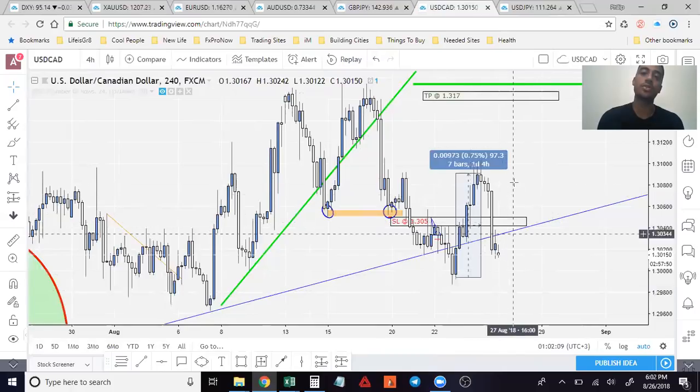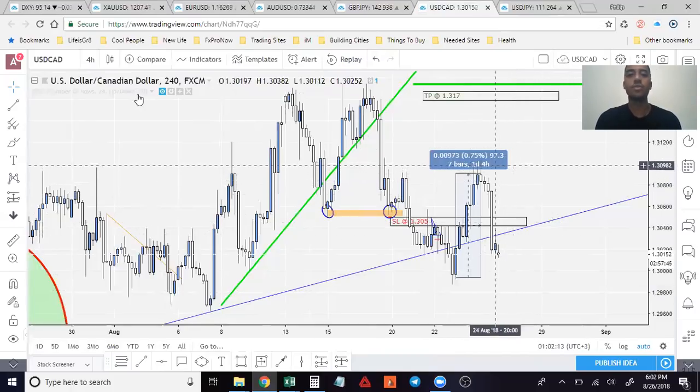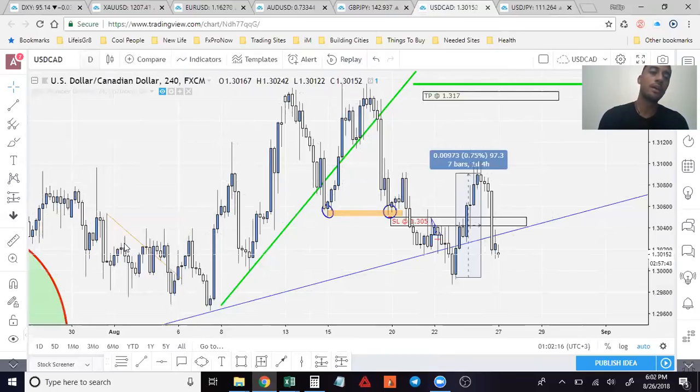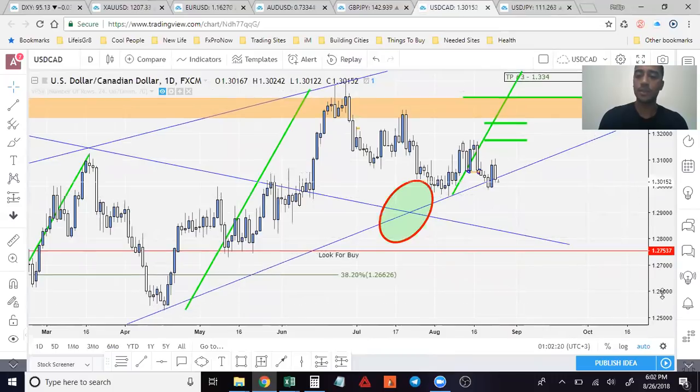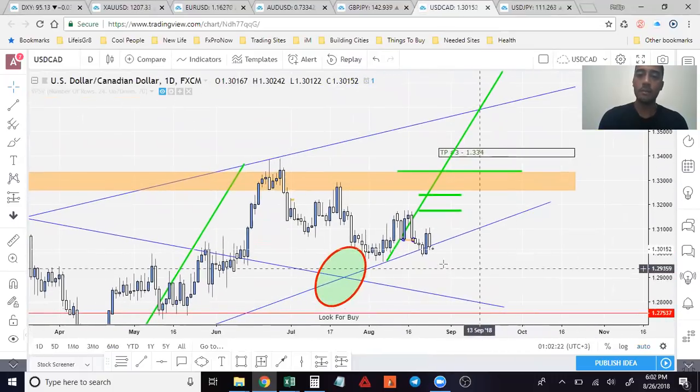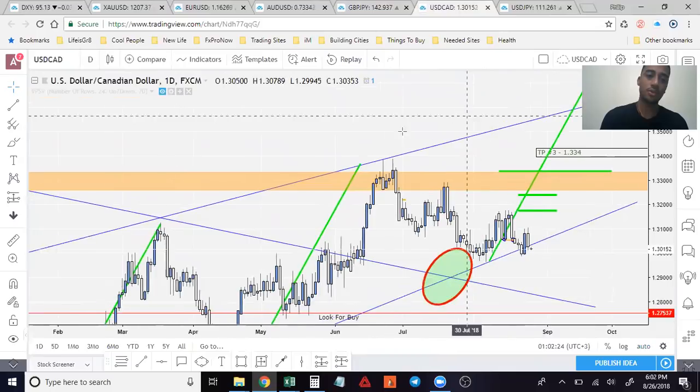I would have to see a strong push to the upside, probably clearing this area, for me to feel comfortable to continue that first observation that I had as far as continuing on this upside movement back to that trend line that was drawn.